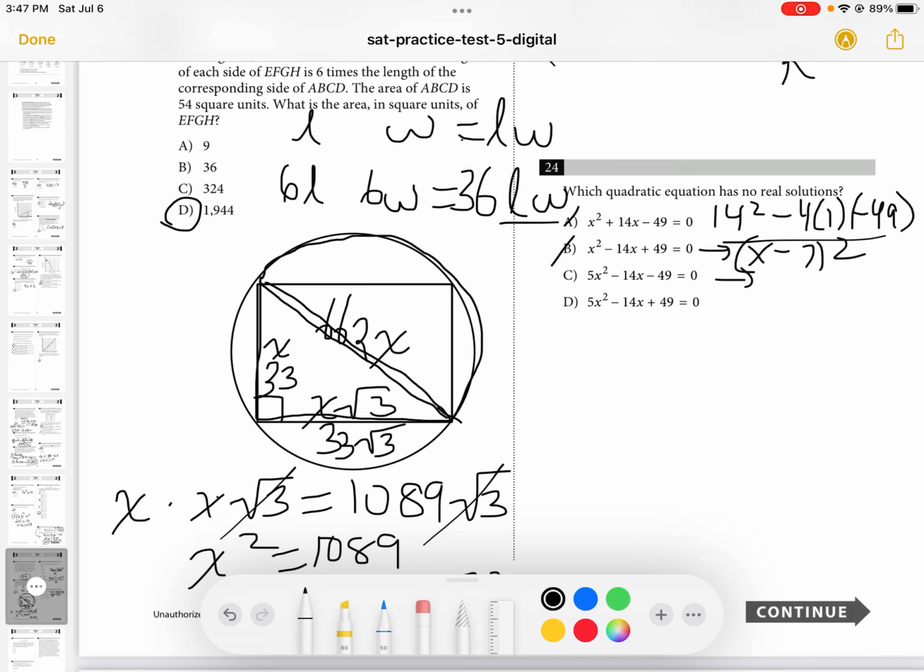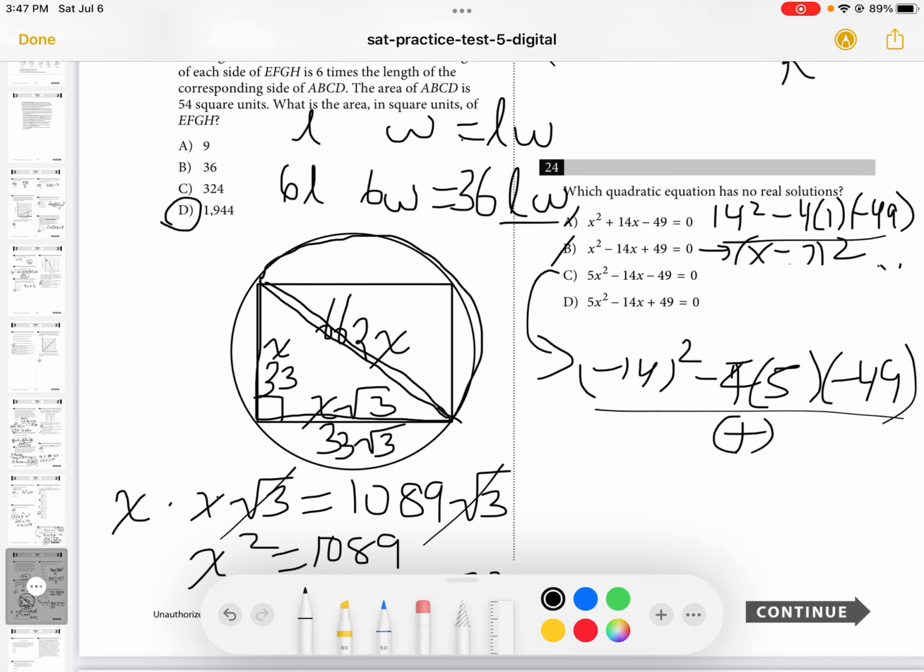Right? And now here we do the discriminant check for answer choice C. So the discriminant, b squared minus 4ac, is equal to negative 14 squared minus 4 times 5 times negative 49. Now this is positive, so it'll have real solutions, so it's not C.